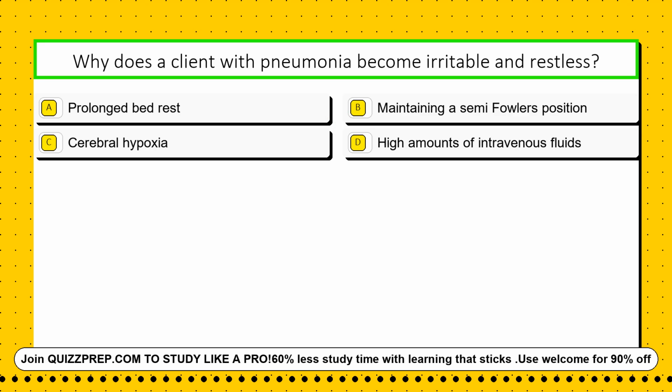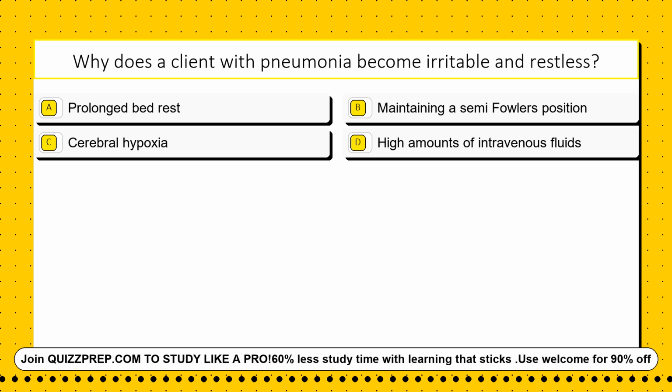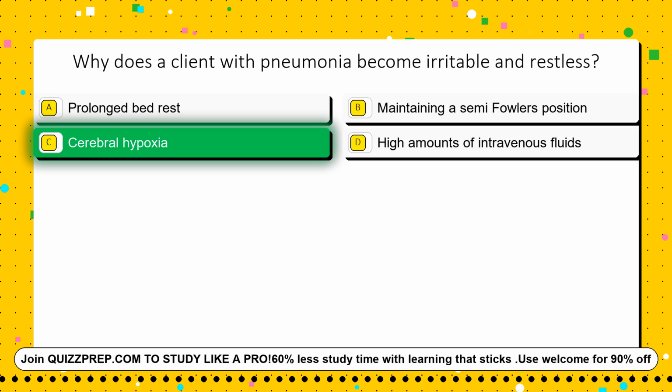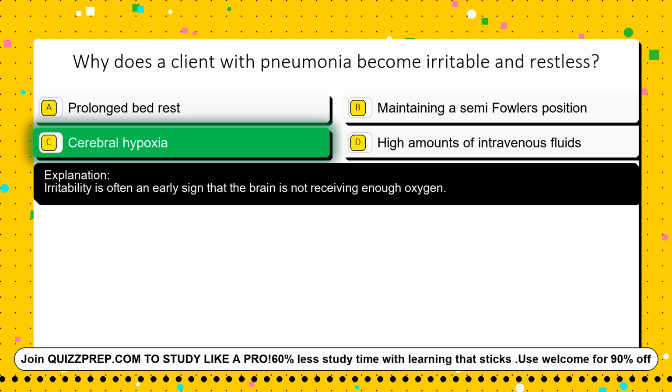Question 135. Why does a client with pneumonia become irritable and restless? Option A, prolonged bed rest. Option B, maintaining a semi-Fowler's position. Option C, cerebral hypoxia. Option D, high amounts of intravenous fluids. The correct answer is option C, cerebral hypoxia. Irritability is often an early sign that the brain is not receiving enough oxygen.